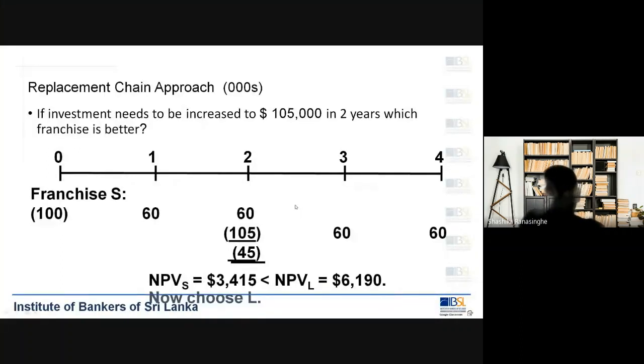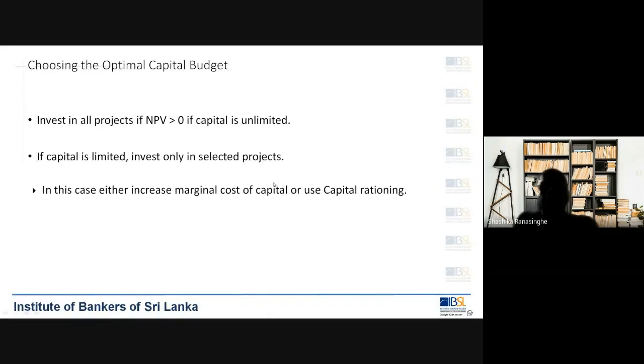And then you compare the two net present values of the projects. Right? And you need to invest in the higher one. And choosing the optimal capital budget. Right? Invest in all projects if net present value is positive, if capital is unlimited. Pretty obvious. Meaning if projects are independent, you invest in any project which gives you a positive NPV.